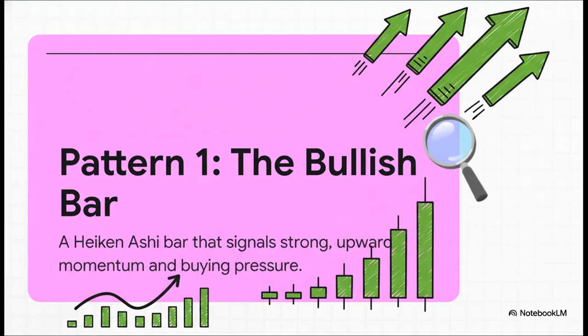All right, first up, we have the bullish bar. Think of this as your big green light for strong upward momentum. It's super clean, super simple, and tells a very clear story.